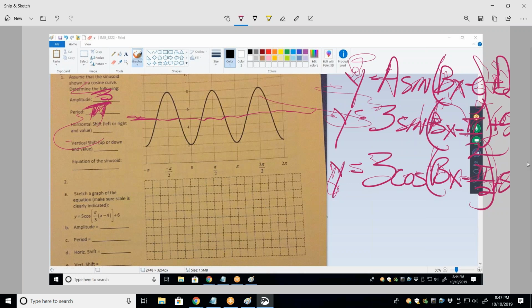What's the horizontal shift? In other words, how much do I have to move it left or right so that it matches the cosine curve? Pi over 2. Okay. And it could be either plus or minus. Either one. If I move it pi over 2 to the right or pi over 2 to the left, I get the cosine curve. What's the vertical shift? Up or down? That's D.